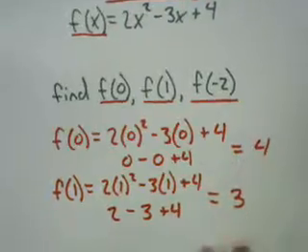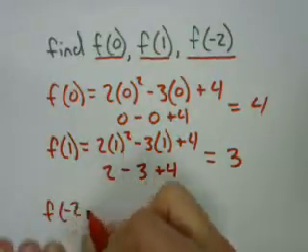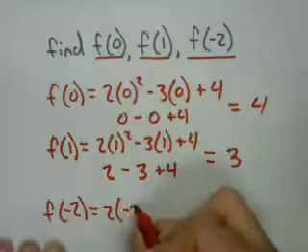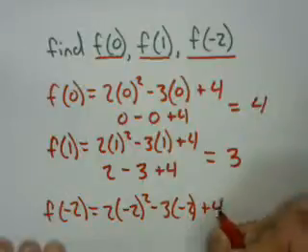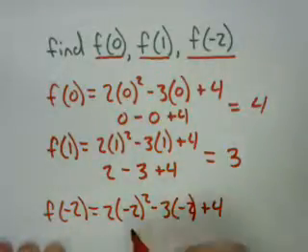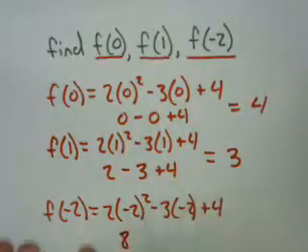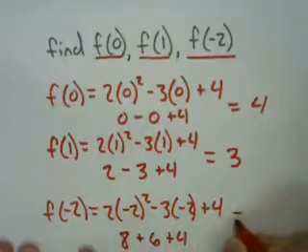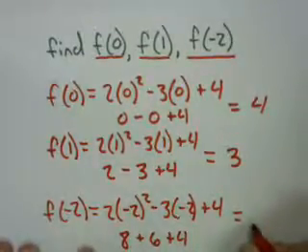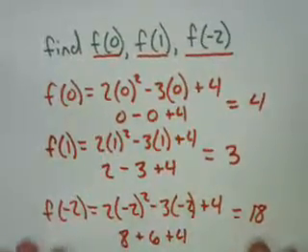Okay, and now scrolling the paper down a little bit, we're going to have f of negative 2, and that's going to be 2 times negative 2 squared minus 3 times a negative 2 plus 4. Okay, negative 2 squared, the squared gets rid of the negative, that's a positive 4 times 2 is 8. Negative 3 times negative 2 is a positive 6, and then plus 4. So 8 plus 6 plus 4 is 18. I'm sorry, I was thinking 18 but said 14 for whatever reason.